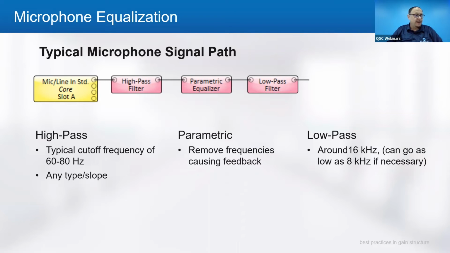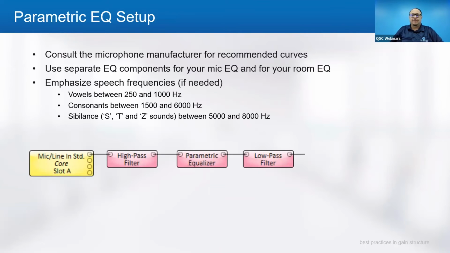It's kind of like programming. If the system works and works reliably, it's been done right. How you got there is your business. But what you would do in setting the parametric up is consult the microphone manufacturer for their recommended curves, because, just like flat loudspeakers, nobody builds a perfectly accurately reproducing microphone. So they're going to have some recommendations in there.